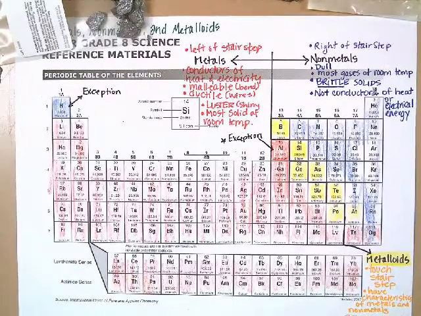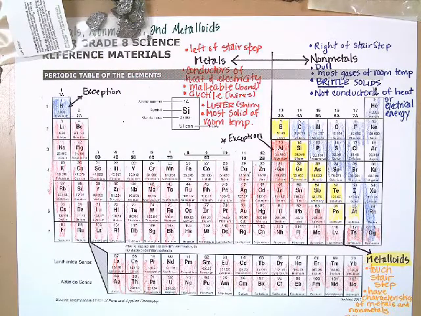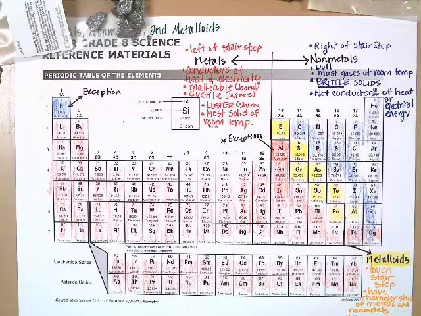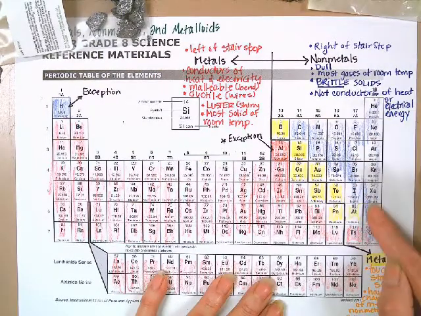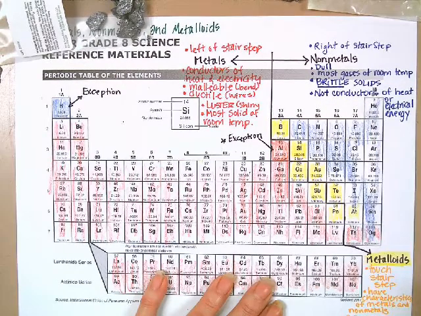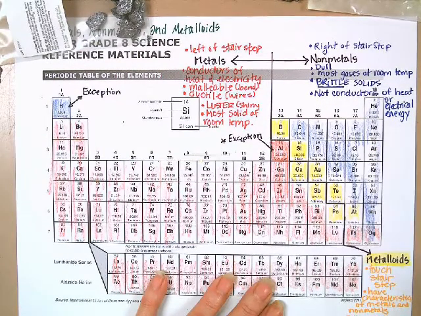If I told you I have an element and it is a poor conductor of electricity, it's mainly a gas at room temperature, what might you think it is? A metal, nonmetal, or metalloid? So if you said it would be in this group, you're absolutely right. That would be characteristics of a nonmetal. So we would be looking for elements in the blue shaded area, the nonmetal area, to match to that description.